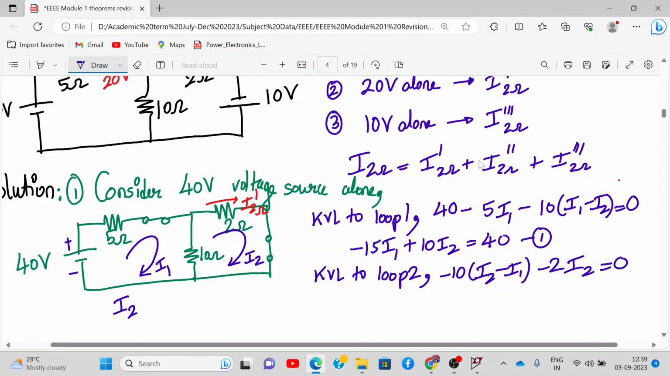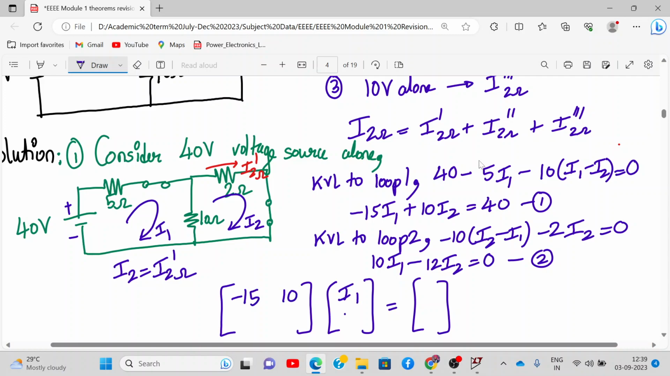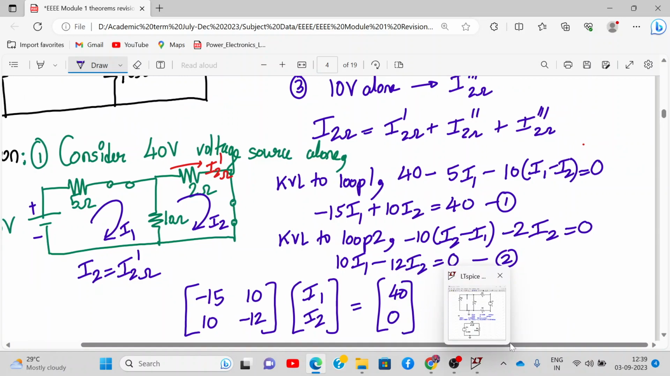Basically over here we know I2 will be equal to I2 dash. Then rearrange this. This will be 10 I1 minus 12 I2 is equal to 0. So quickly solve them together using simultaneous equations. So here you will have minus 15, 10. This is I1, I2. This is 40, 10, coefficient of I1 and I2, and 0. Now solve this and let me know what is I1 and I2.